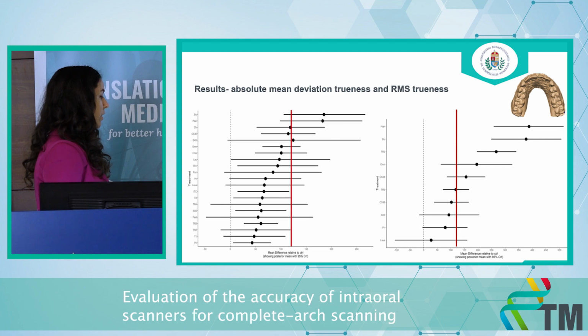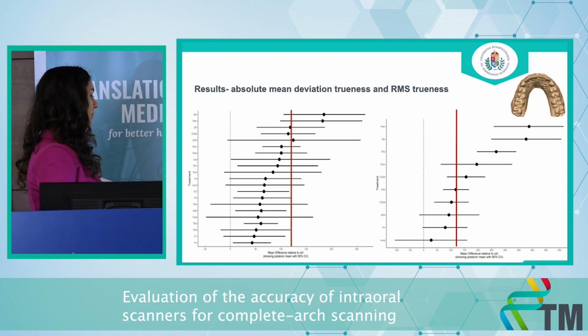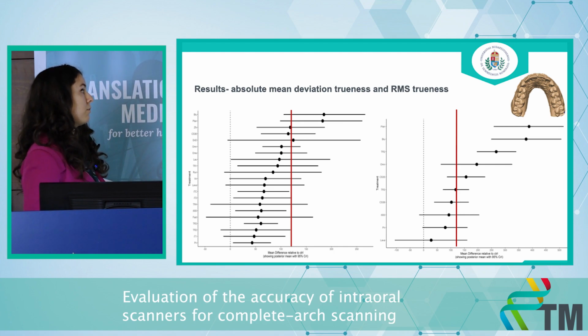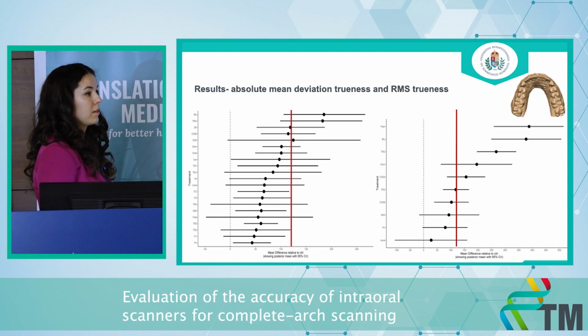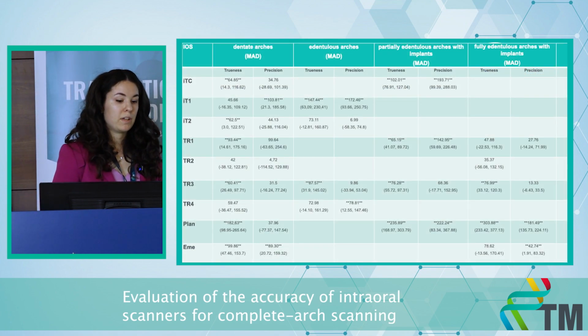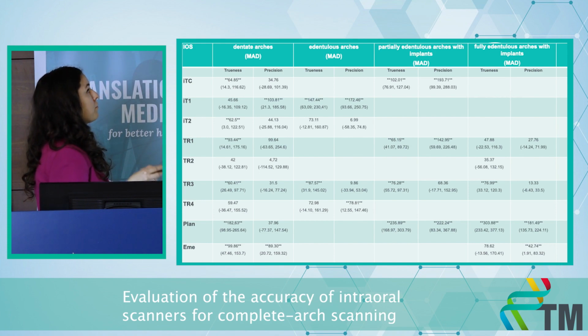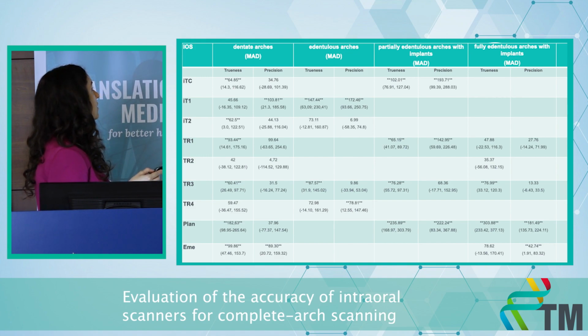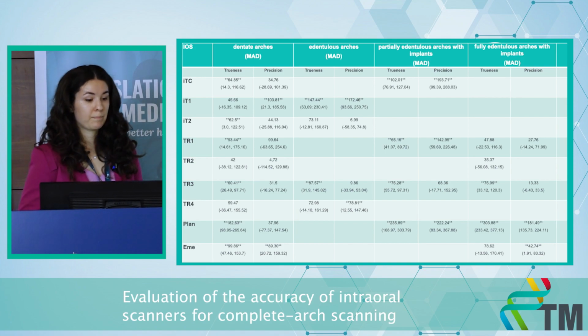We used the same threshold as in the last project, 120 micrometers, as the clinically acceptable range, and we can see that there were scanners which were clinically acceptable, and also there were ones which were not clinically acceptable in this case. Here we can see in table format the 4 subgroups of my complete arches with the different intraoral scanners, and the values are in mean, and the confidence intervals are shown with the precision and the trueness values, and asterisks show the statistically significant data.